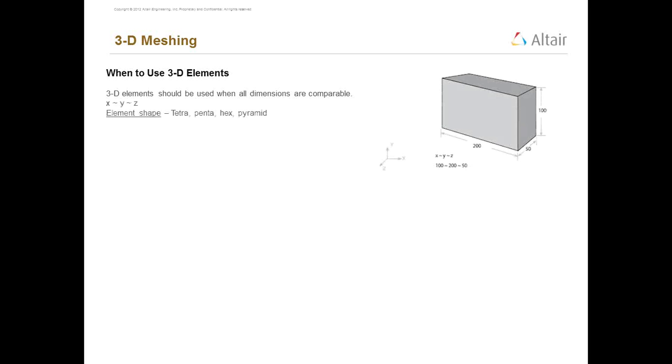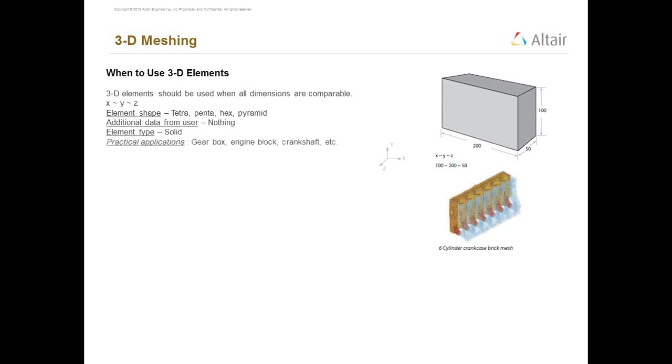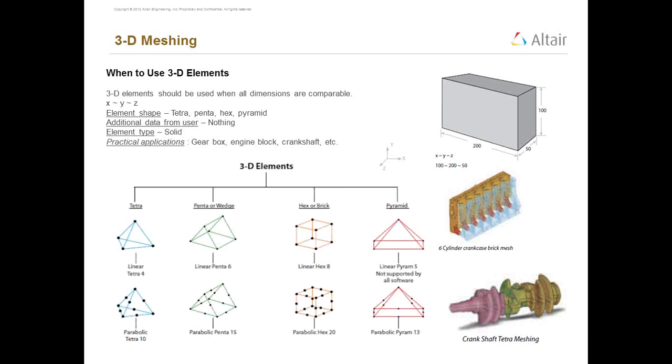The element shapes available for 3D elements are tetra, penta, hexa and pyramid. Additional data required from the user is nothing because we create the elements in all the 3 dimensions itself. Here the element types are solid. Practical applications are gearbox, engine block, crankshaft, etc. These types of things are modeled using solid elements.